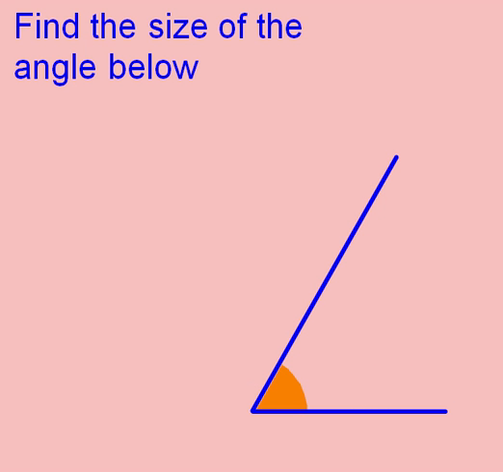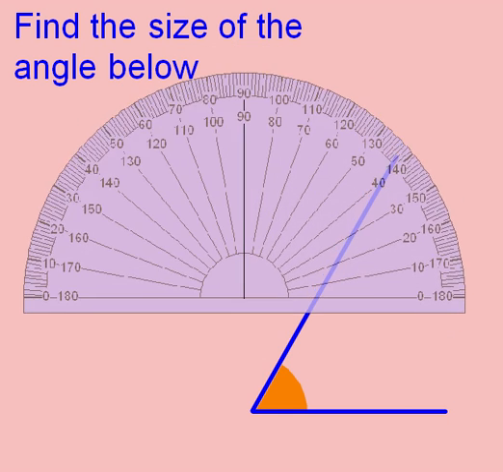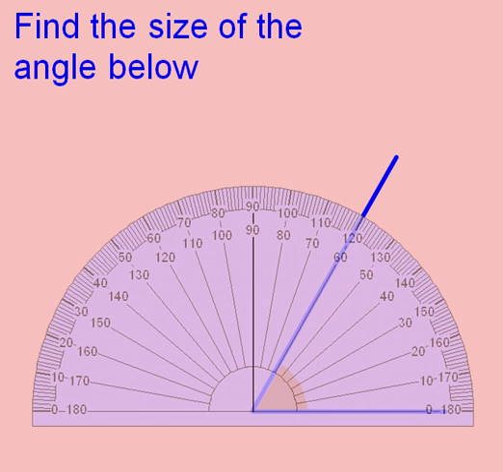I want to measure the size of this angle. First of all, I need my protractor. I need to move it into position over the angle. I line the baseline up carefully with the line at the bottom of the angle. The centre mark of the protractor needs to be exactly on the point of the angle. The angle I'm measuring is here.